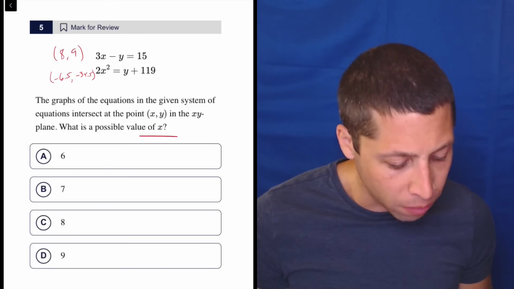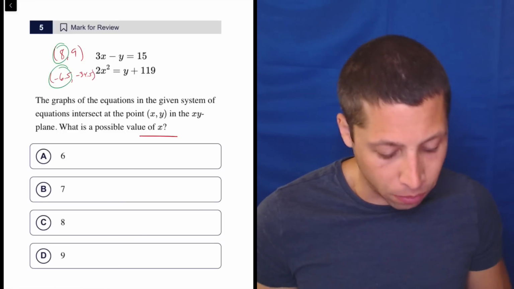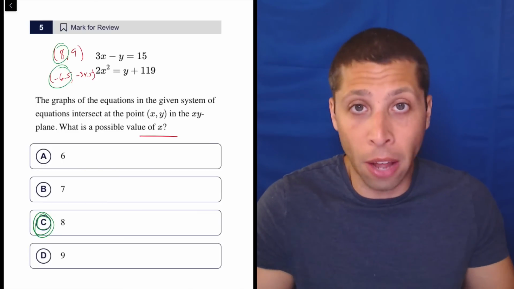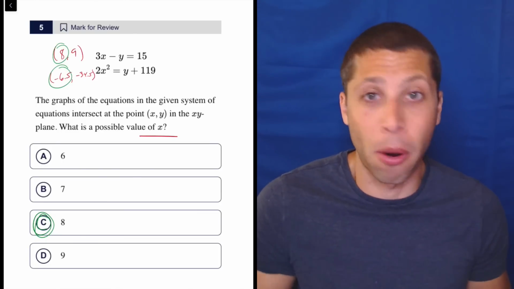So they want a possible value of x. The two possible values of x are 8 and negative 6.5. 8 is the only one that's there. That's it, right? So what happened to the other intersection point? They just didn't care about it. That's all. It doesn't really matter. It's not wrong. It's just not part of the question.